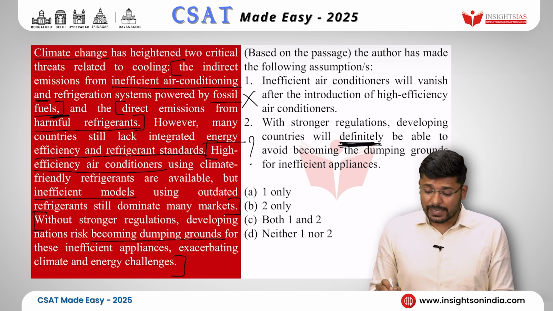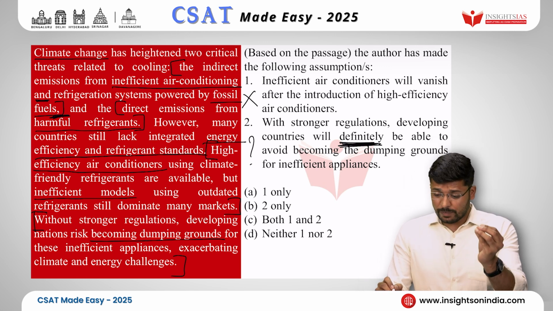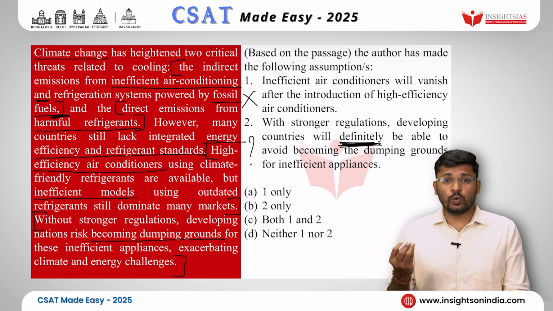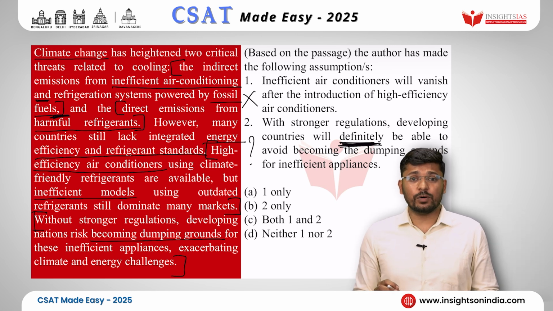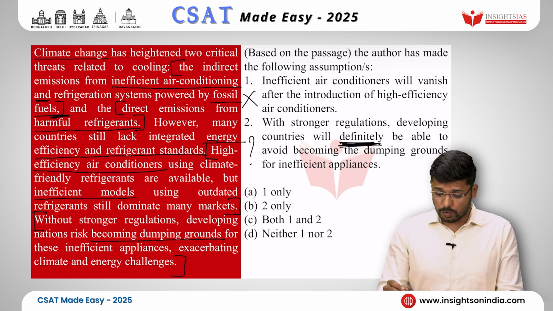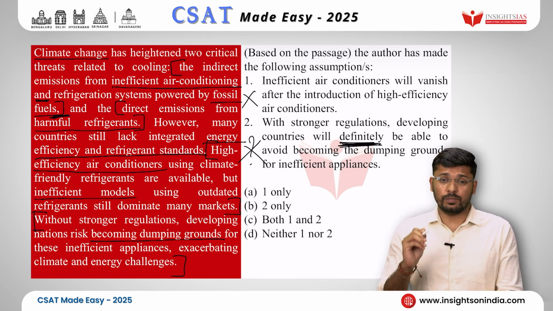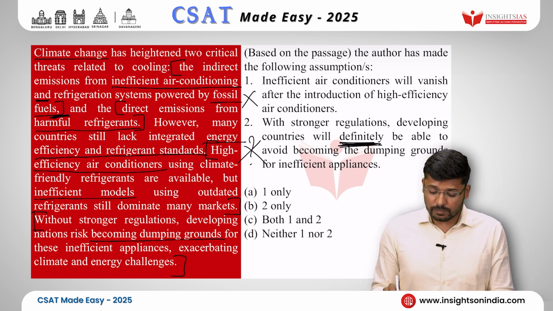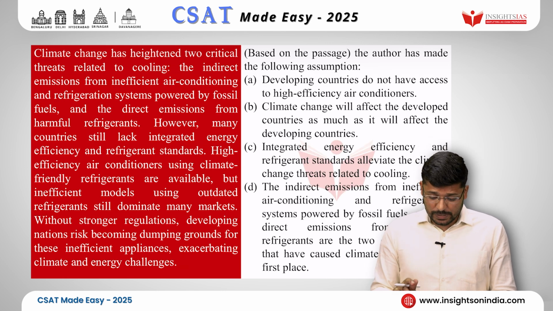So, in this case, the author has assumed that the regulations will give the developing nations a good chance of avoiding becoming dumping grounds. However, he has not assumed that it will definitely avoid that. So, assumption 2 is also wrong. So, what would our answer be? It will be neither 1 nor 2. Next question, it is based on the same passage.